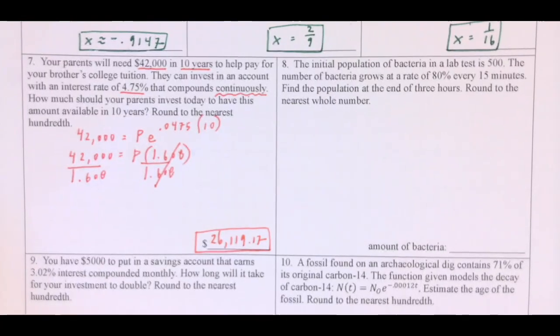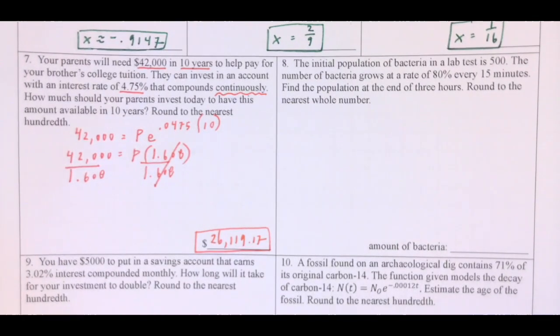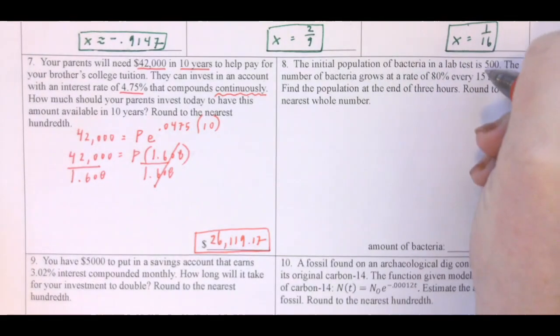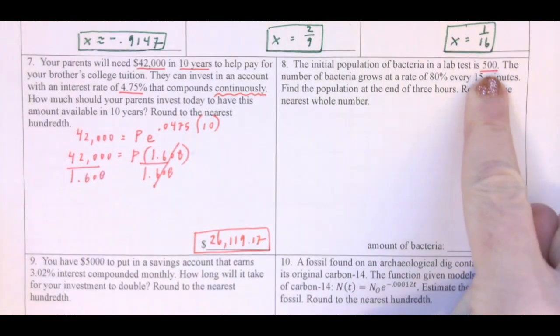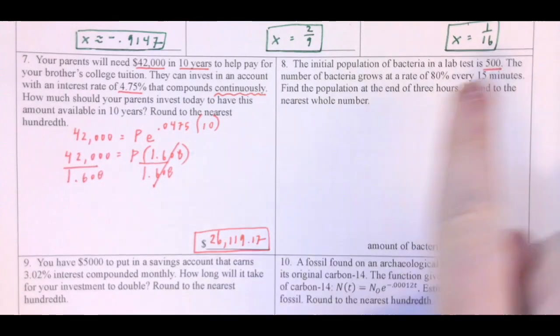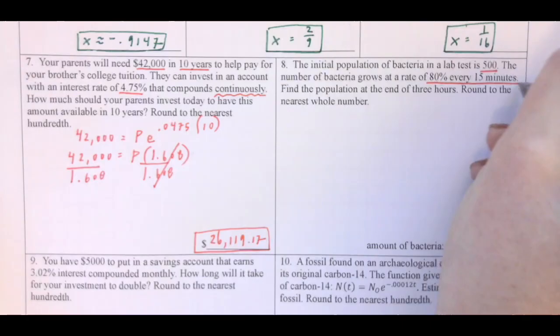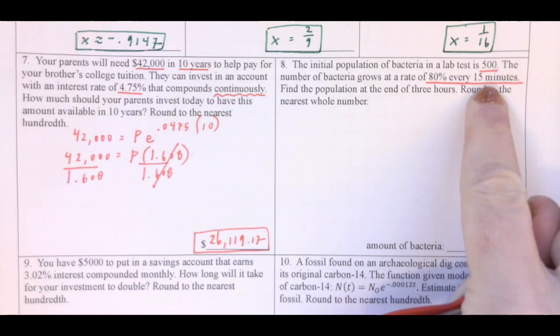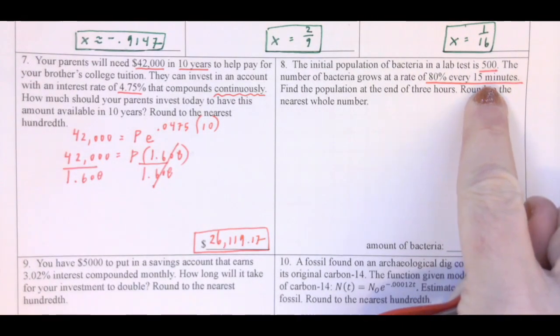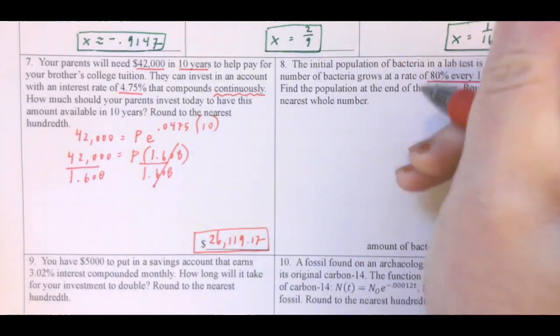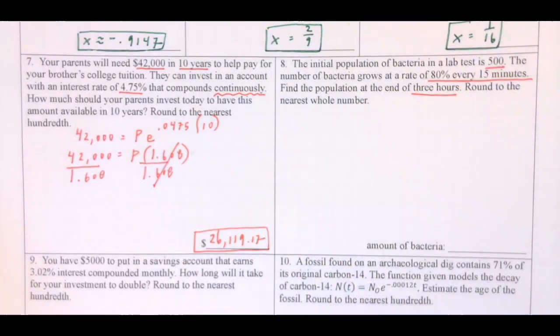Okay, bacteria. So initial population of bacteria in a lab test is 500. So that's our starting value, our initial value. It grows at a rate of 80% every 15 minutes. Okay, so we have to keep that in mind. Every 15 minutes, it's growing at this rate of 80%, and we want to find the population at the end of 3 hours, and we're going to round to the nearest whole number.